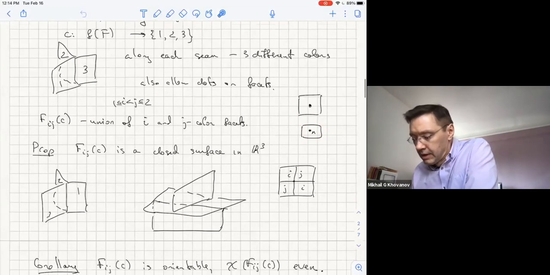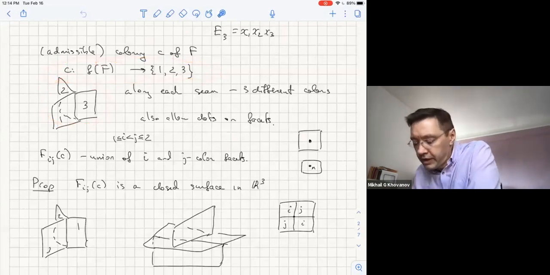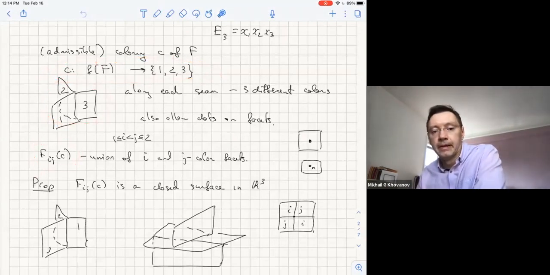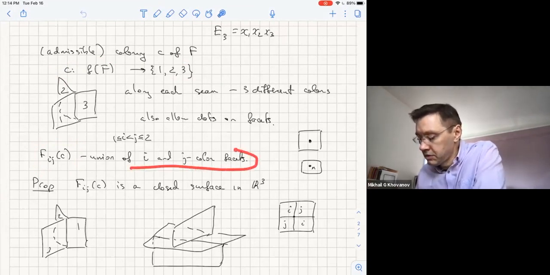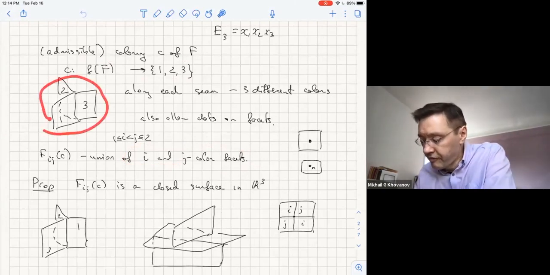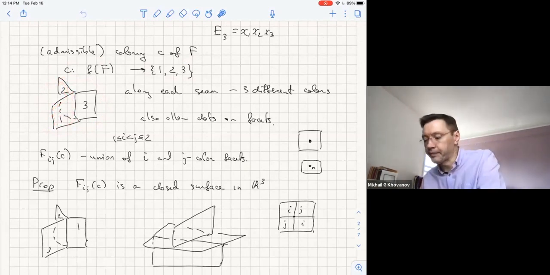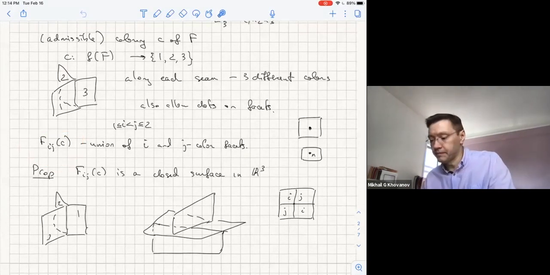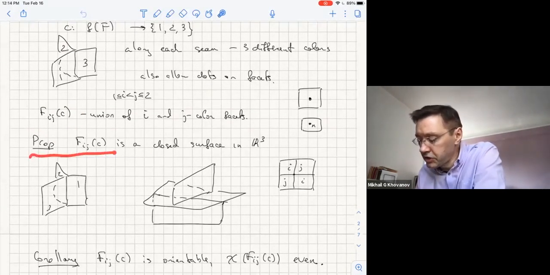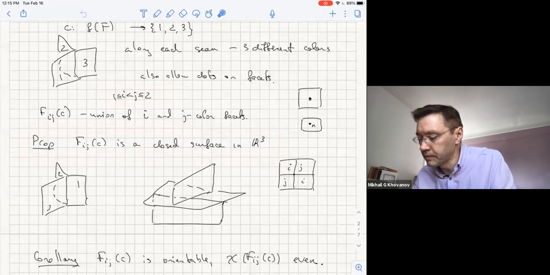And so given the coloring C of this foam, define Fij of C. Fij of C is the union of facets colored i and j. So F12 of C will contain this facet and this facet, but not the facet labeled P. So we take this Fij of C, and there's an interesting observation about Fij of C. In general, here it should be 3.